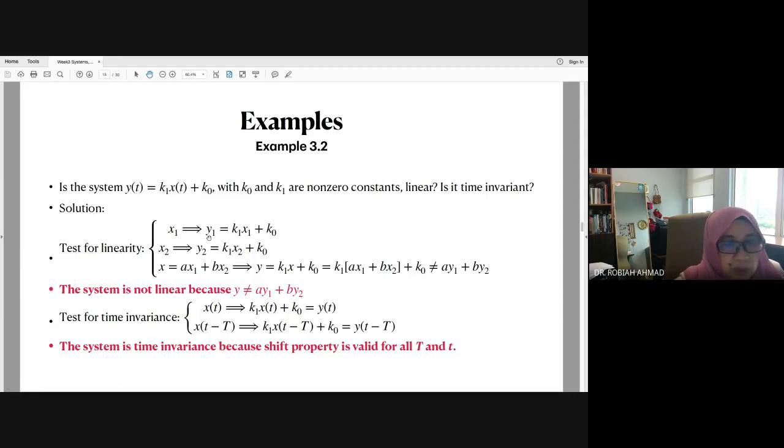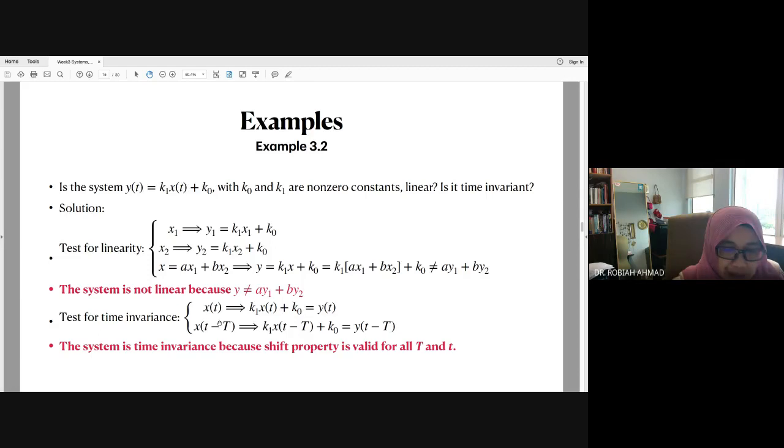So kita tahu tadi y1 is the combination of x, the input, multiplied by a constant plus another constant. So that one holds for y1, that also holds for y2. And then bila kita masukkan dalam x dan y, adakah dia sama? So when we do that, kita tahu kalau linearity dia mesti a x1 plus b x2. So bila kita masukkan dalam kebersamaan k, kita dapati dia tak sama. Okay, because k tu dia akan jadi value lain. It is not k naught. Okay, so therefore this system is not linear.